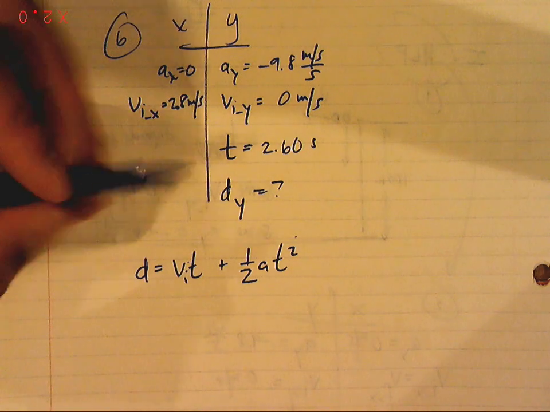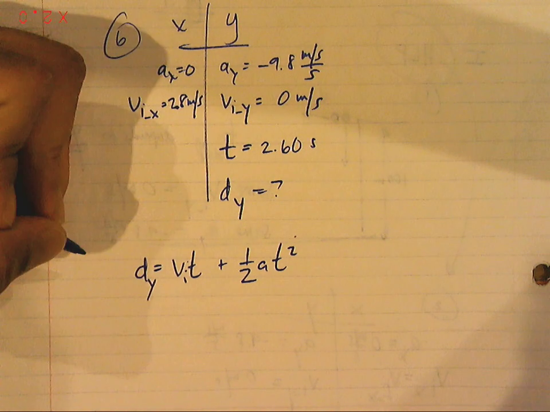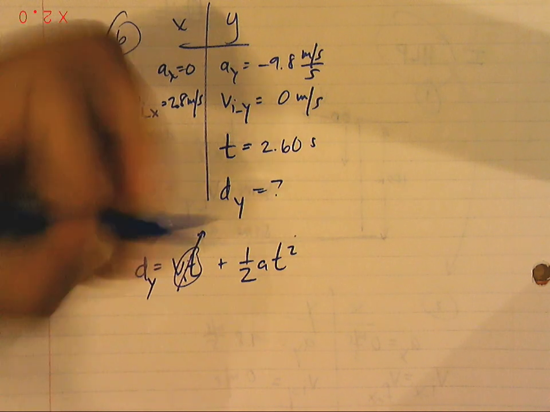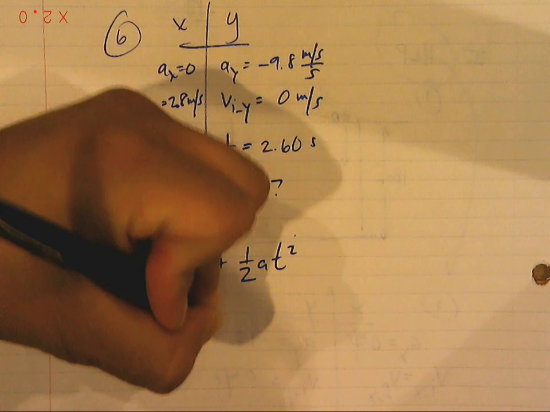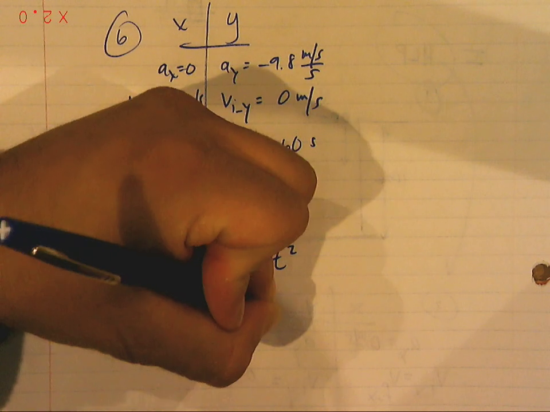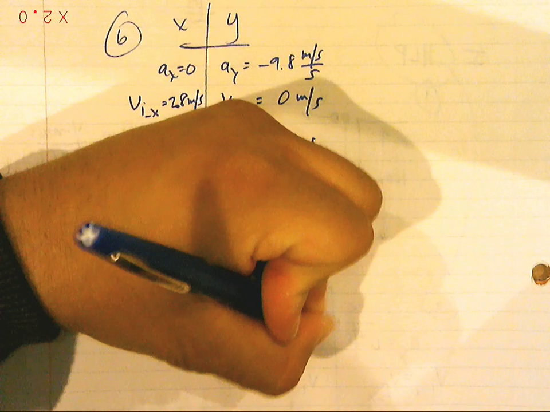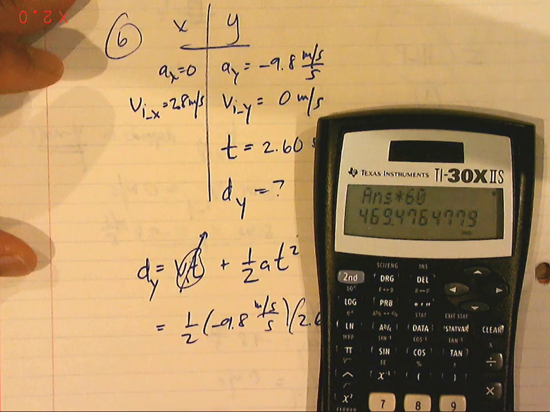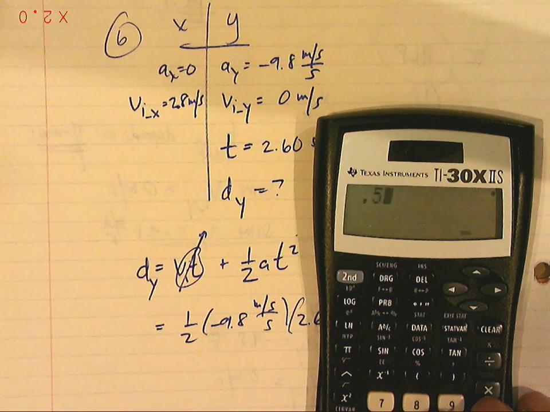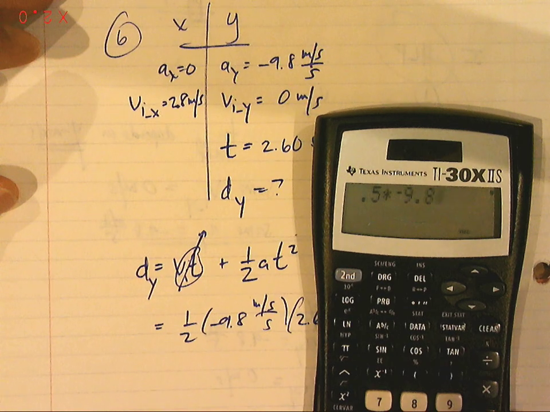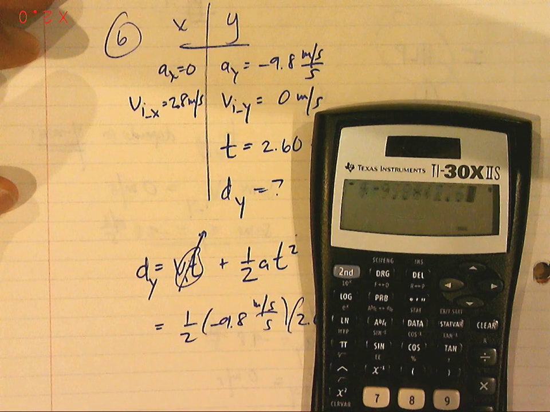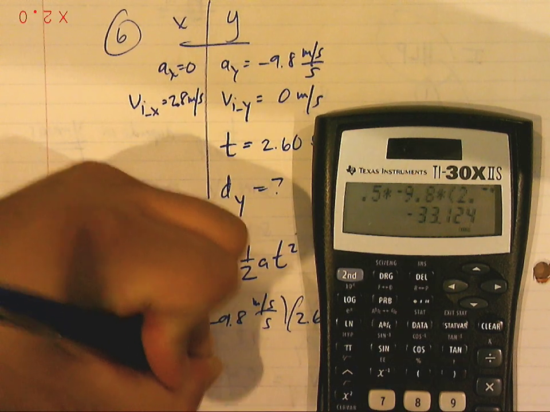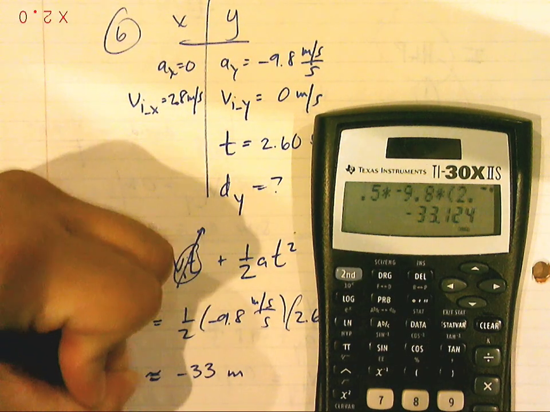But of course, since we're in the y, because this is dy we're trying to figure out, then all these things apply. This drops out. So then you get 1/2 times negative 9.8 meters per second squared times 2.60 seconds squared. And let's go ahead and calculate this real quick. 0.5, which is 1/2, times negative 9.8 times, I'm going to put this in parentheses, 2.6 squared. Well, you fell about 33 meters in the y.